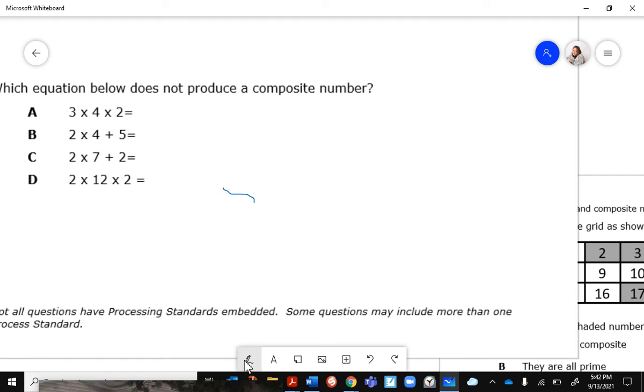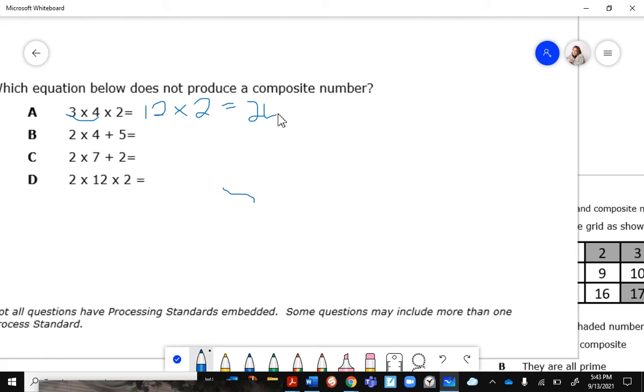I'm going to start off with 3 times 4. I'm going to multiply this first. 3 times 4 equals 12, and then 12 times 2 equals 24. And that's not it because that's a composite. It has more than 2 factors. It's 1 and 24, 2 and 12, 3 and 8, 4 and 6. So those have a lot of factors in that one. So this cannot be the correct answer.